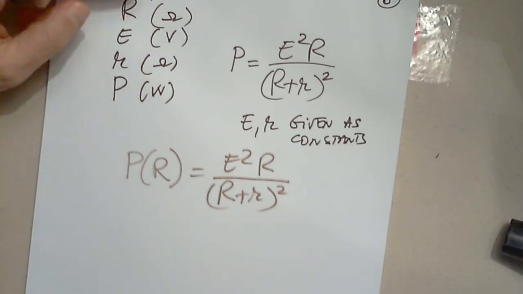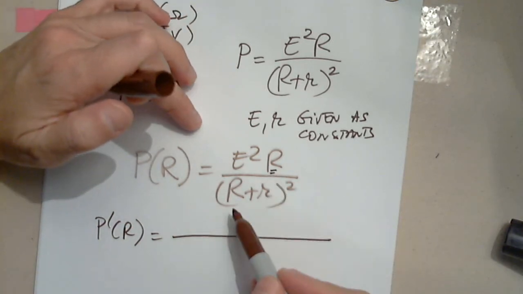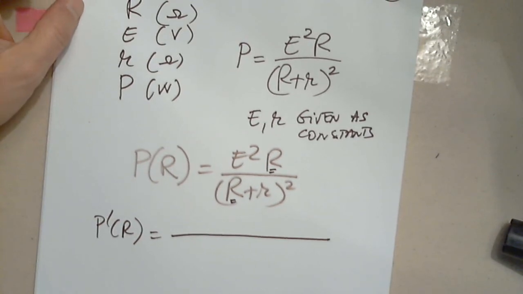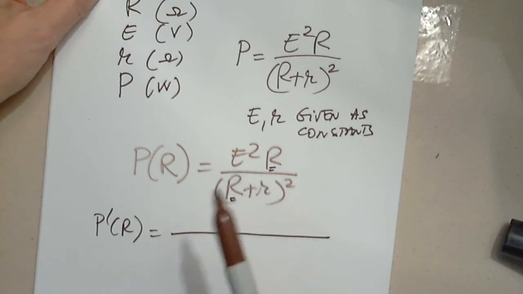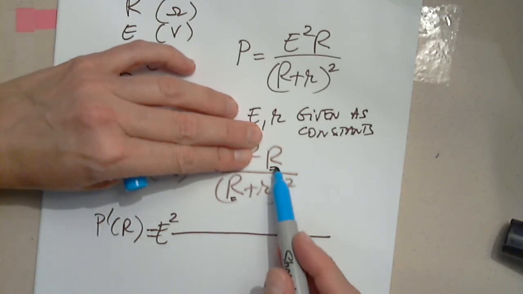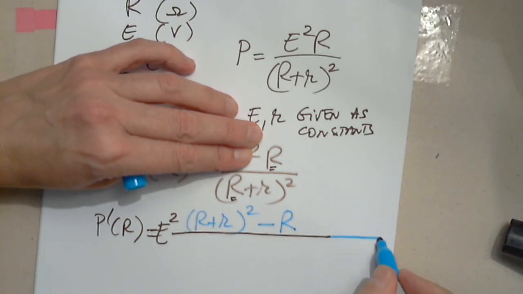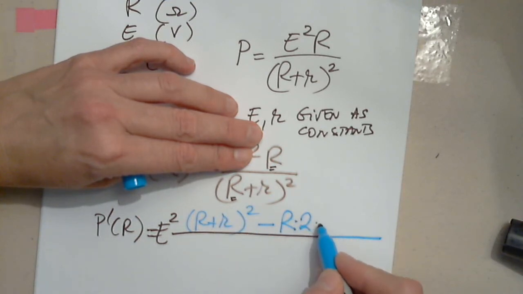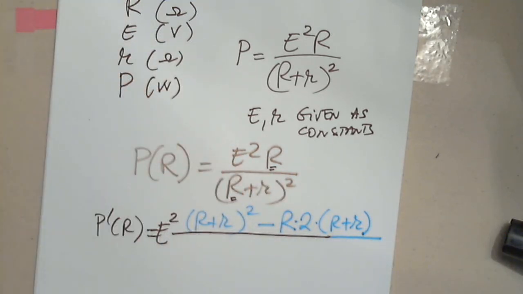Okay, so in order to find P prime, I have to differentiate. The variable is here and here, so I have to use the quotient rule, keeping in mind that E and r are constants. Since this is a factor of R, I am not going to mess with it. It can wait patiently outside. So E squared is outside. The first function prime is 1 times the denominator minus the top times the denominator prime: 2 times R plus r times the variable prime, which is 1, divided by R plus r to the 4th power.